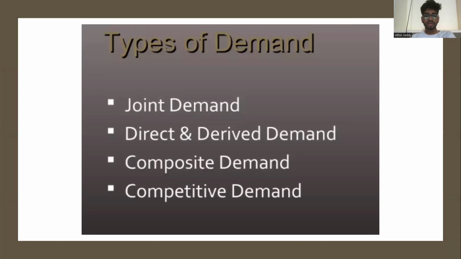Types of demand. There are four types of demands. First one is joint demand, and second one is direct and derived demand. Third one is composite demand, and last one is competitive demand.